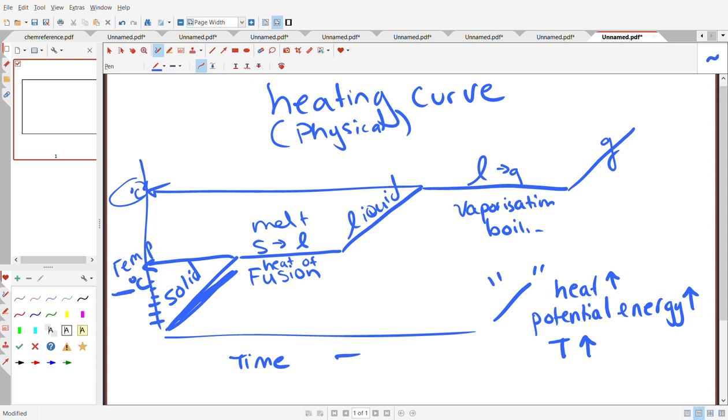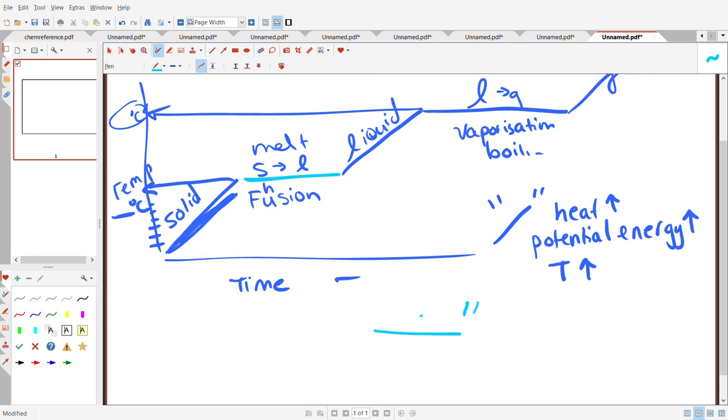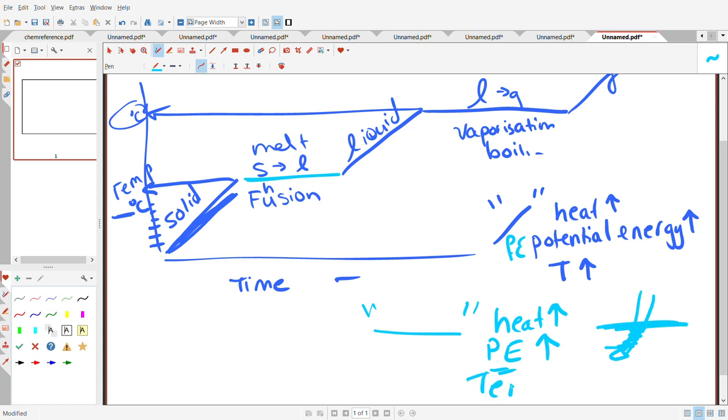But during the plateau part, which is right here, this flat line, very important, during a flat line, you're still adding heat. You're not removing it because you're still melting it. So potential energy, which now I'm going to call PE, to save time, goes up, but the thermometer just stops. At one point, it just stops. So the temperature is constant.